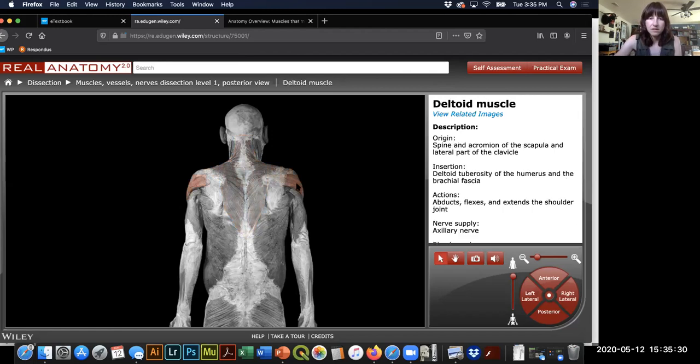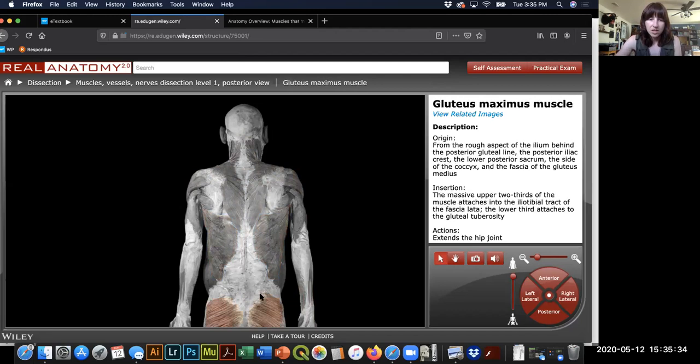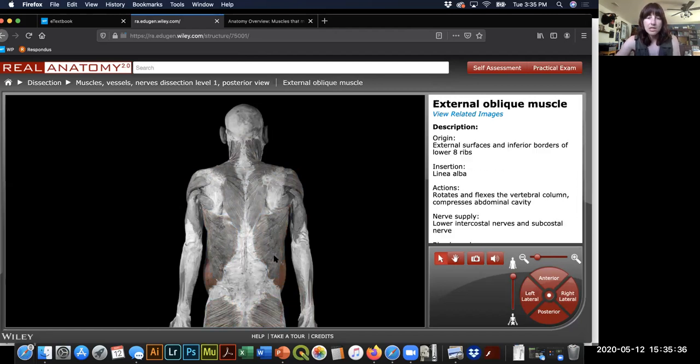You know, what is this muscle? What is this muscle? So make sure that you quiz yourself on all of these, okay? You can practice. This is actually a kind of a cool exam because you can practice it through Wiley Plus all day long. Kind of neat.